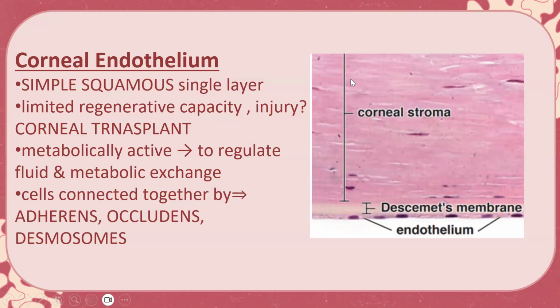And aqueous humor doesn't just go into the layers. It has to diffuse, get what it needs, the supply that we need, for example, oxygen, nutrients, glucose, etc. This is done by the endothelium, because this cell layer is metabolically active. It regulates, and the junctions between the cells are the adherens, occludens, and desmosomes. This is lecture-wise, but I don't really think it should be asked in the OSPE. We're not really sure nowadays.